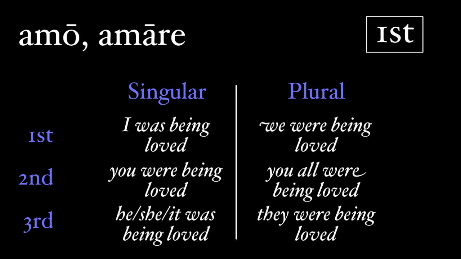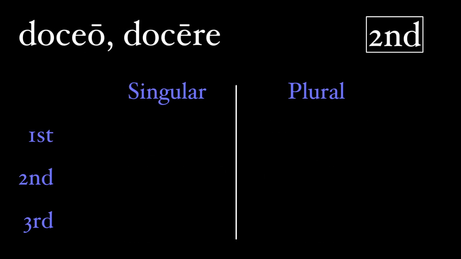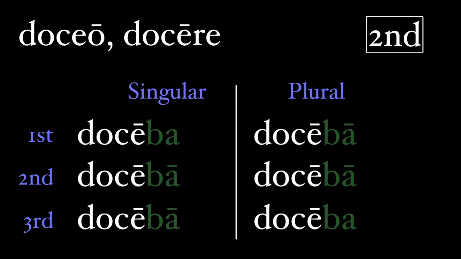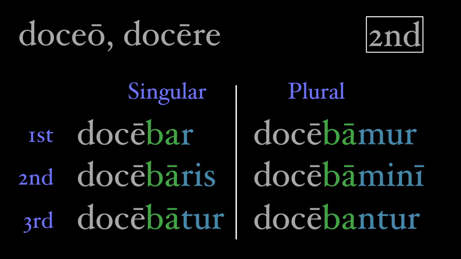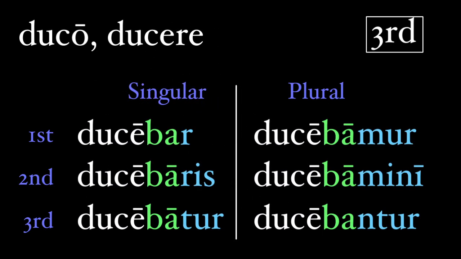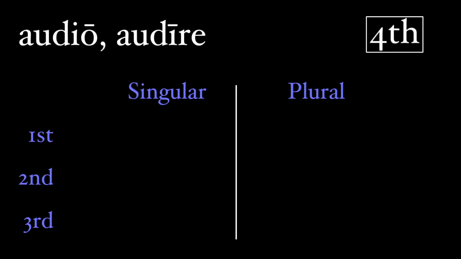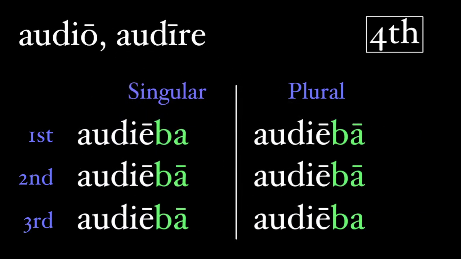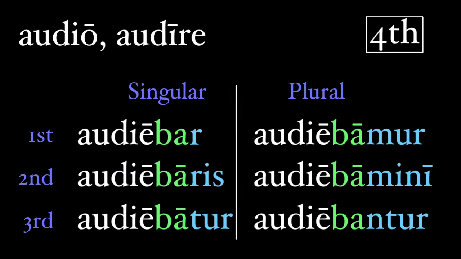And then our translations. I was being loved, you were being loved, he, she, it was being loved, we were being loved, you all were being loved, and they were being loved. The second conjugation verb doceo goes likewise. We have doce, then ba, then the endings. The third, duco, again, goes similarly. Duce, ba, endings. And our fourth conjugation verb audio has the -ie ending at the end of the stem, audie, then ba, then the endings.